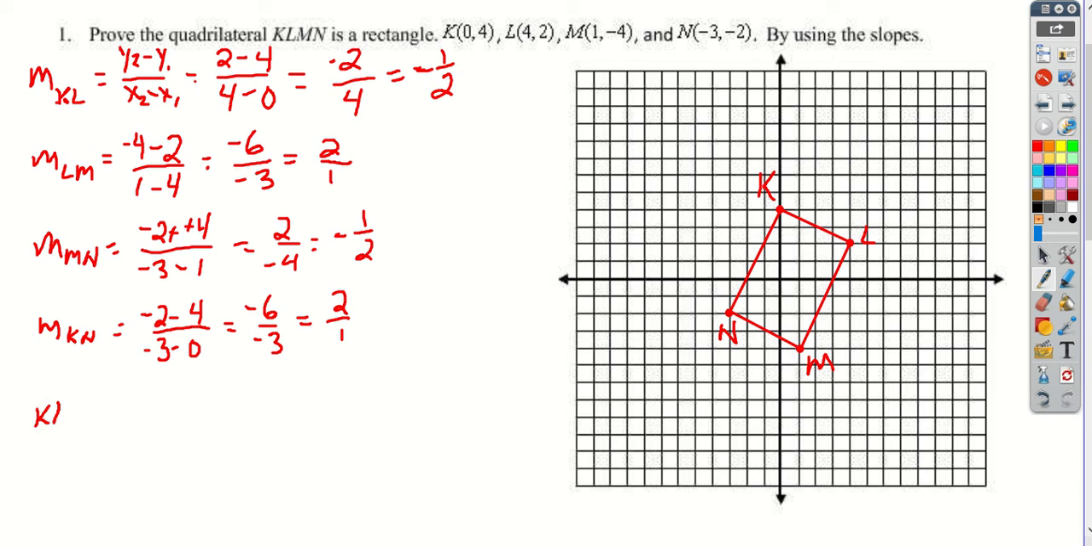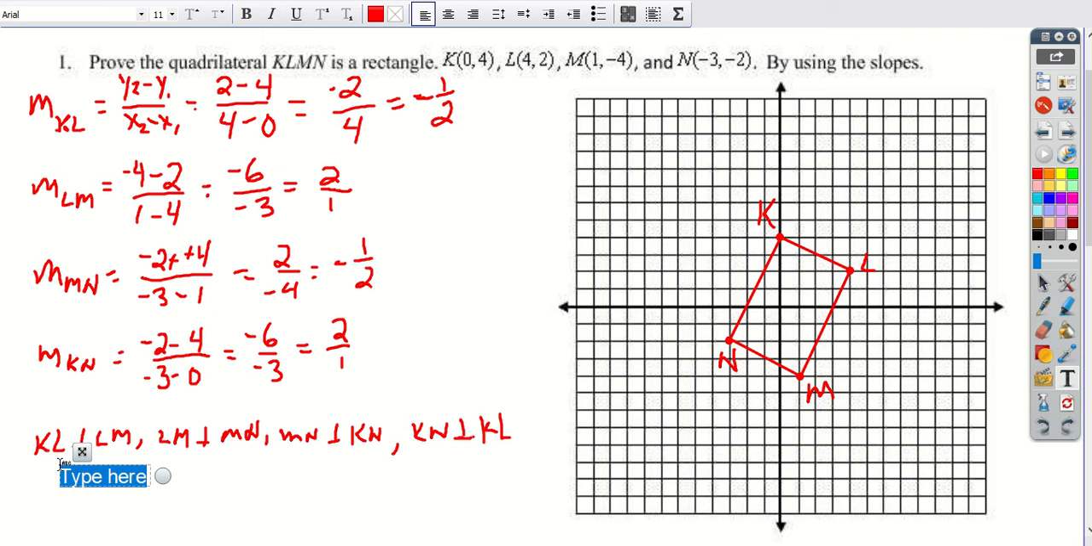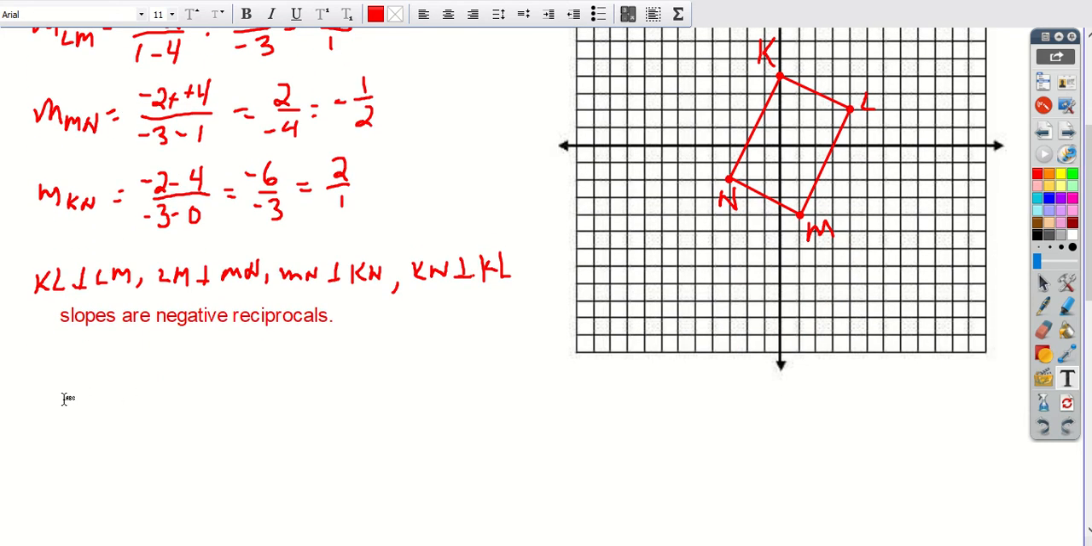We're going to say KL perpendicular to LM, comma, LM is perpendicular to MN, comma, MN is perpendicular to KN, comma, and KN is perpendicular to KL. This is one way to do this, okay? And so what we're going to do is we're going to say right underneath why this is true, slopes are negative reciprocals, all right? And then we're going to write our summary statement at the end.